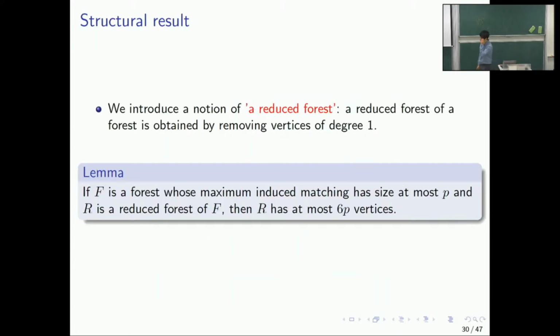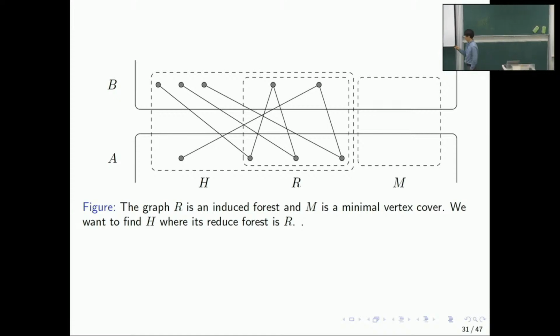So we devise some notion of reduced forest, which is obtained by removing leaves. What we can show is that if a forest has a bounded maximum induced matching, and R is the reduced forest of the given forest, then R has a bounded number of vertices crossing. You can imagine that. So I want to guess this reduced forest in the crossing part. This is a picture taken from the paper. If you have a cut A and the rest, I want to guess this R part for the reduced forest, and then I also take a minimal vertex cover in the rest to forbid the other kinds of edges. But because you can have some leaves there, there are some technicalities dealing with these leaves, but we can show something about this.